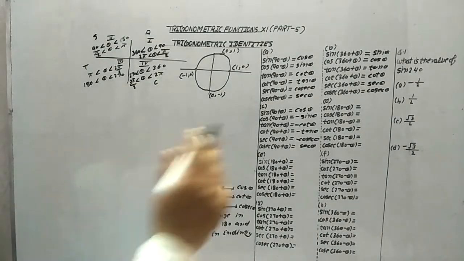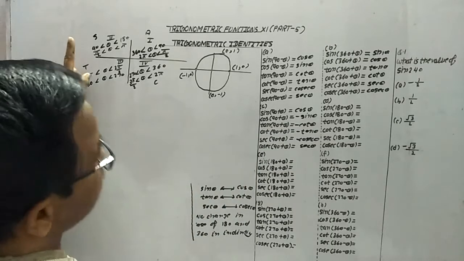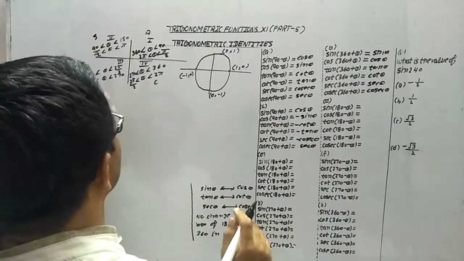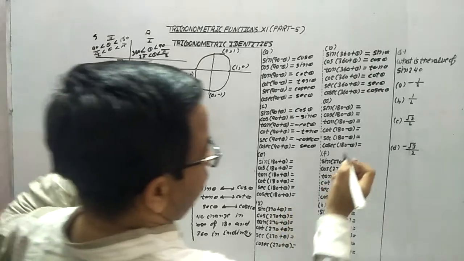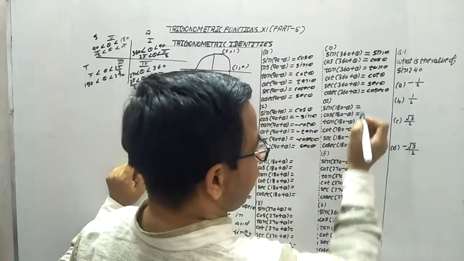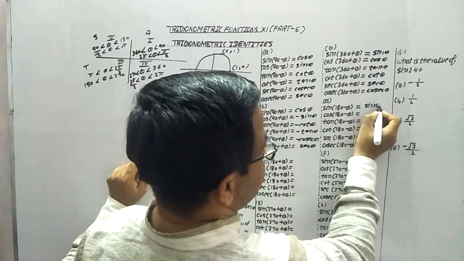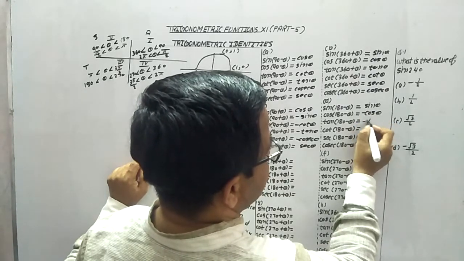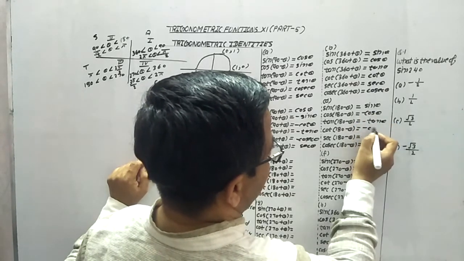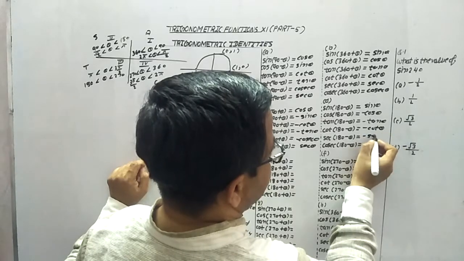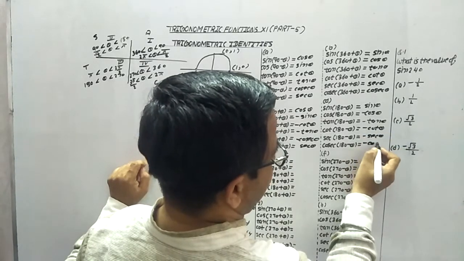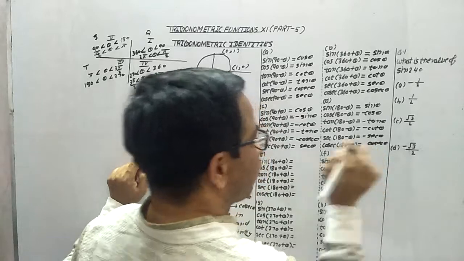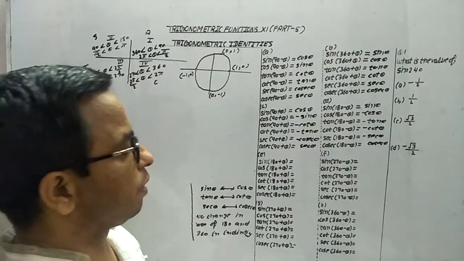Now look at this thing, sine 180 minus theta, it means second quadrant only. So 180 minus theta, second quadrant, means sine and cosec will give the positive result, with no change in identity. So this is sine theta, minus cos theta, minus tan theta, minus cot theta, minus sec theta, and this is cosec theta, which will remain positive because it is in second quadrant.